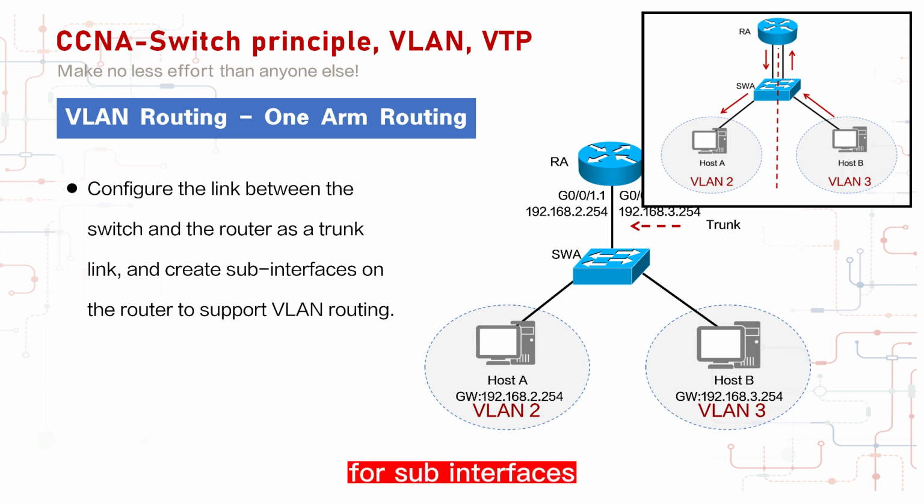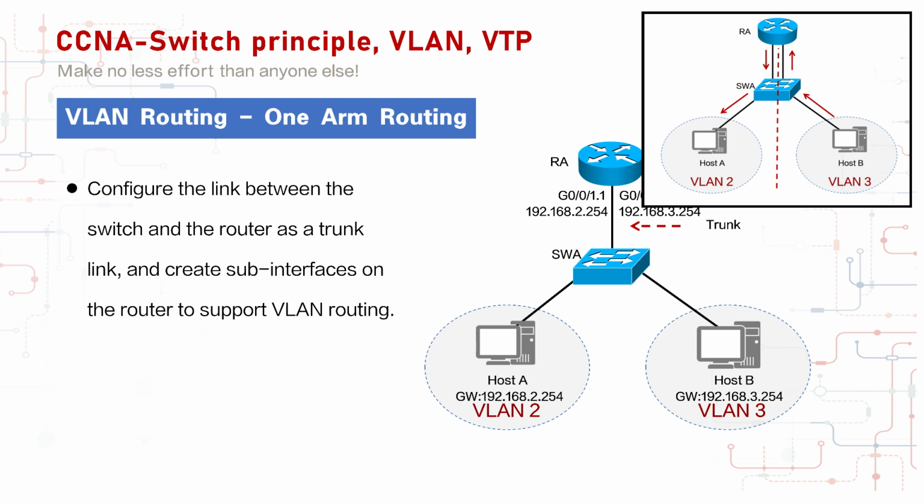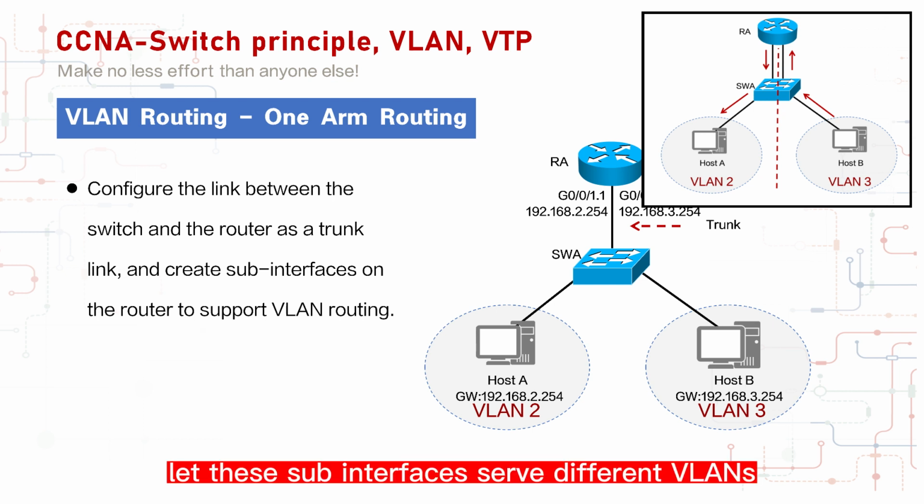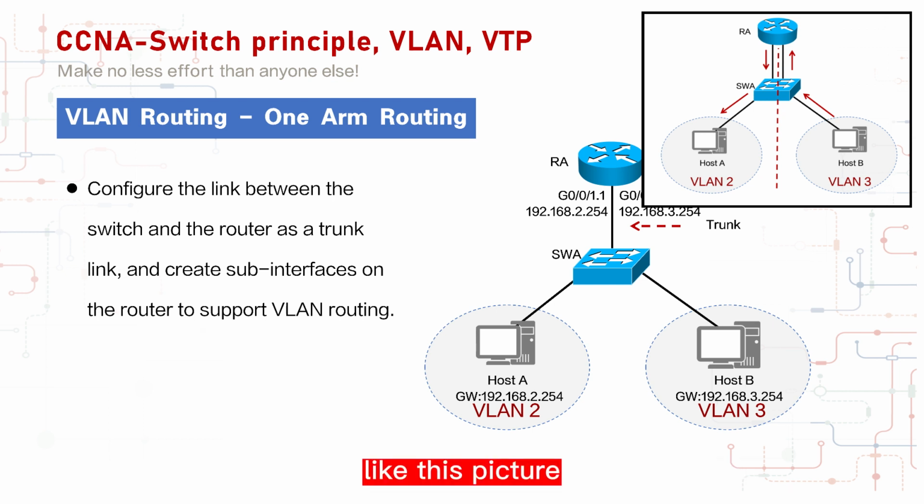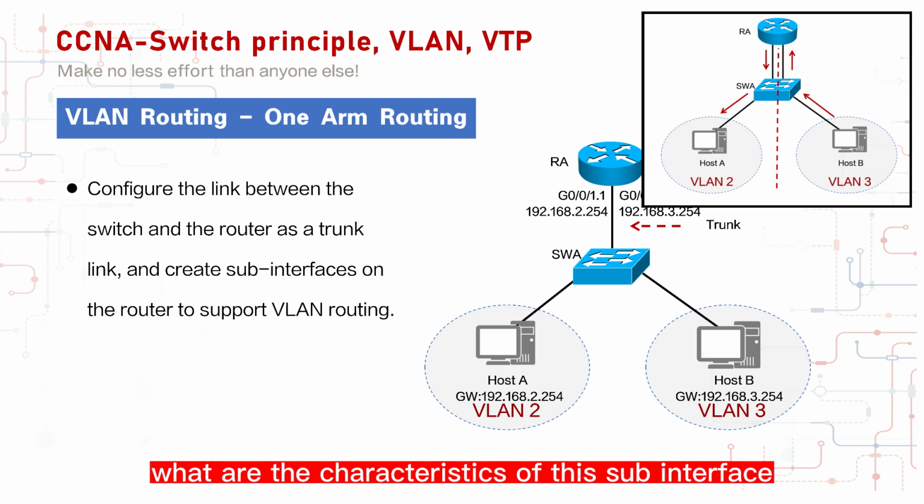Under a physical interface, I can have many subinterfaces. Let these subinterfaces serve different VLANs. Like this picture, 2 interfaces on 2 routers. We now let an interface of a router be used as 2 subinterfaces. What are the characteristics of this subinterface?